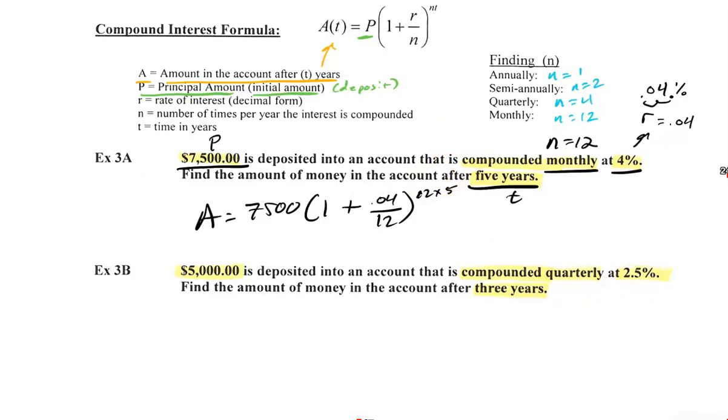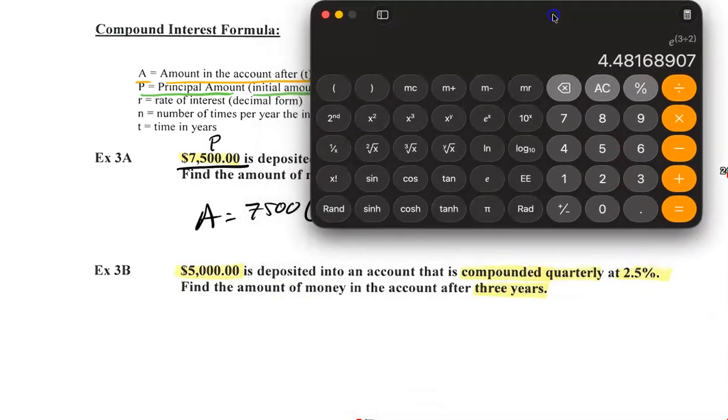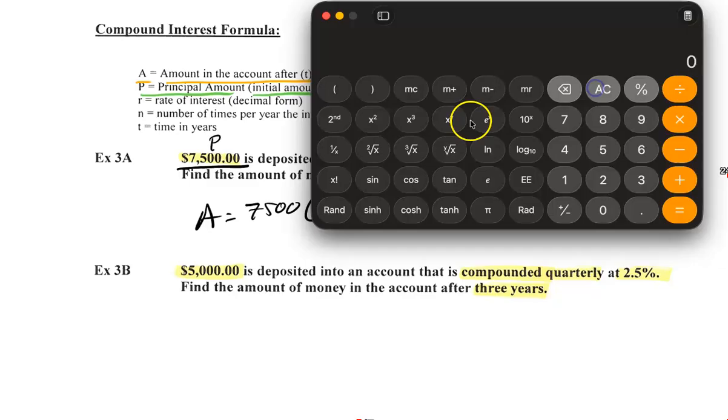So now with the scientific calculator, it's a little more difficult. Let's see if we can type it in the way we see it. Let me clear this. So I'm going to put 7500 parentheses 1 plus R 0.04 divided by my N, which is 12. Close parentheses, take it to the power. So the power button is this one, because I want to make my own power. And then I need a parenthesis. And I want to do 12 times 5, also known as 60. Hit enter. That should be all good.